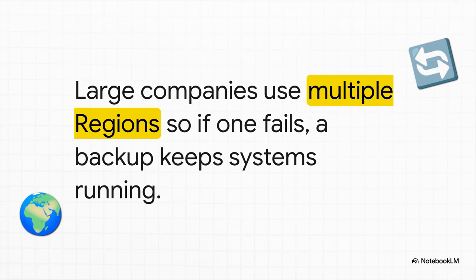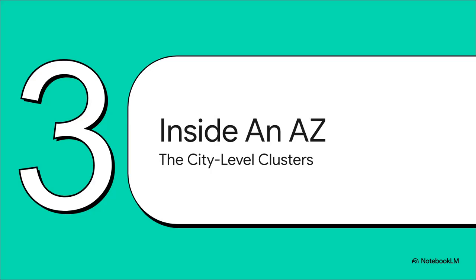If some massive, unprecedented event takes an entire continent's network offline, a backup in another region just steps in and keeps the business running seamlessly. This is exactly what we call high availability. All right, Section 3, inside an availability zone. We are zooming in to the city-level clusters now.